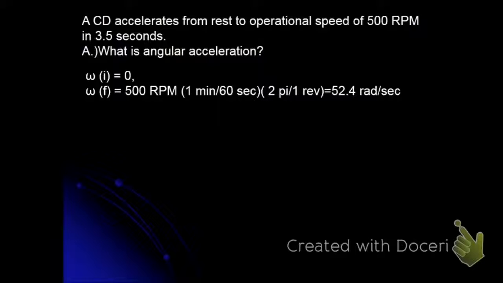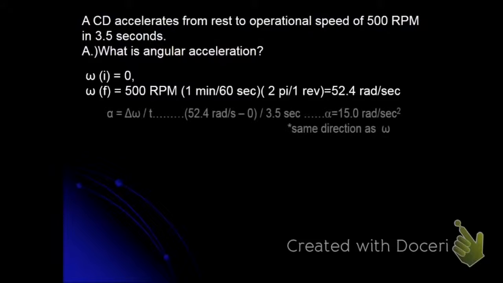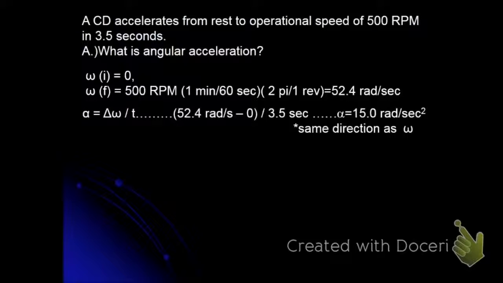So since it's per minute, we'll divide by 60 to make it per second, and then we'll multiply by 2 pi, which is how many radians there are in a revolution. And that leaves us with two different speeds, 0 and 52.4 radians per second. Final minus initial, and then we'll divide it by the time that it takes to do that acceleration, and we will have an acceleration of 15 radians per second squared.